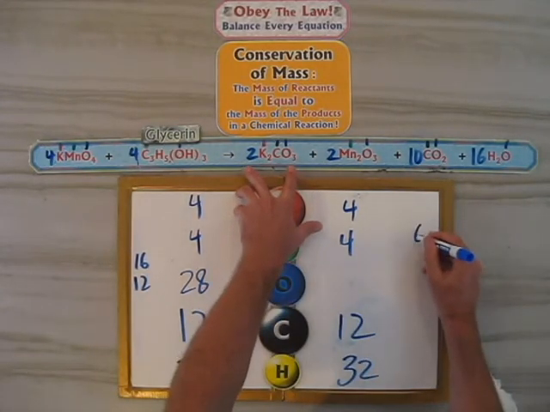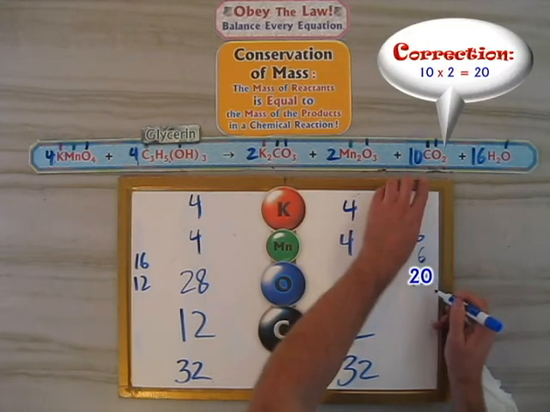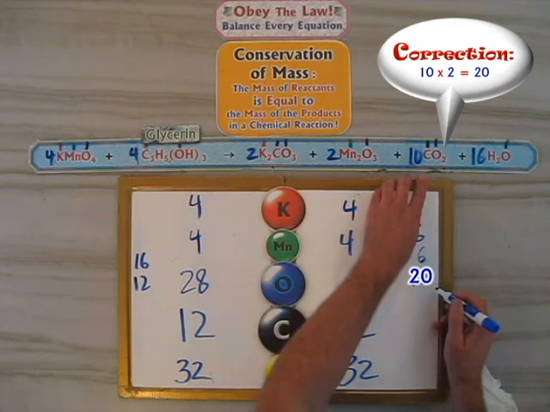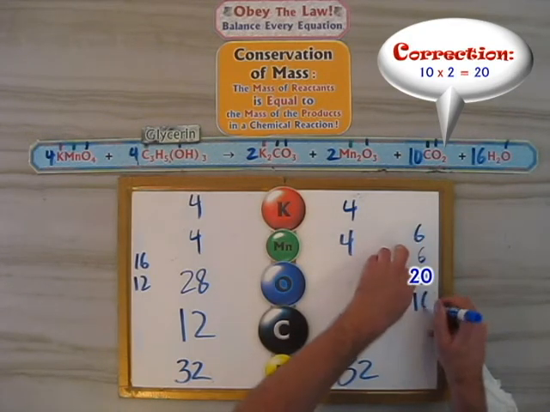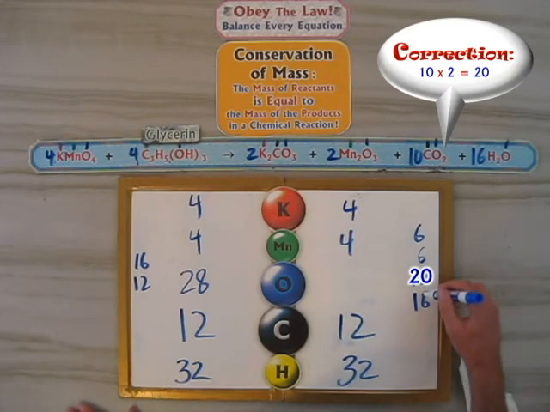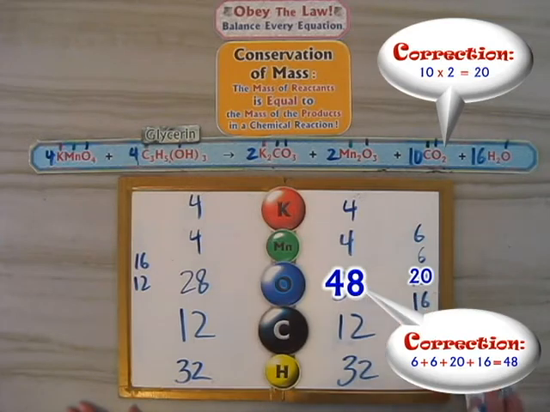We've got 6, we've got 10, okay, 22, and then we've got 16 more, so that's 26 plus 12, that's 38. Oops. So the oxygen is a little bit off.